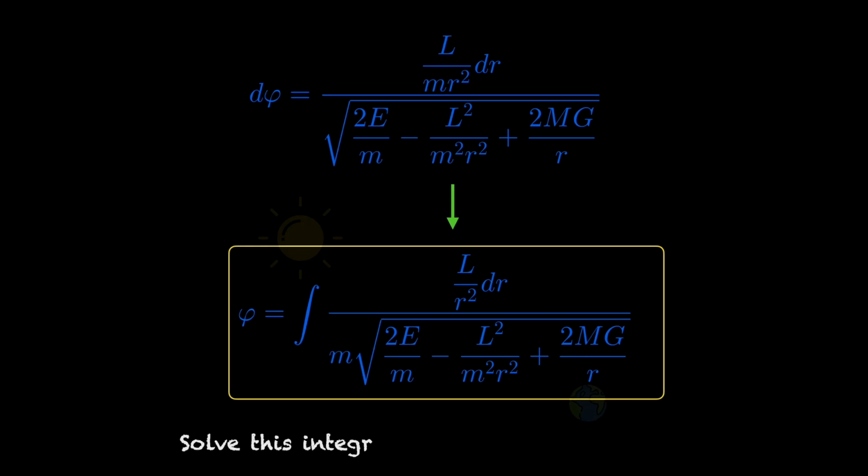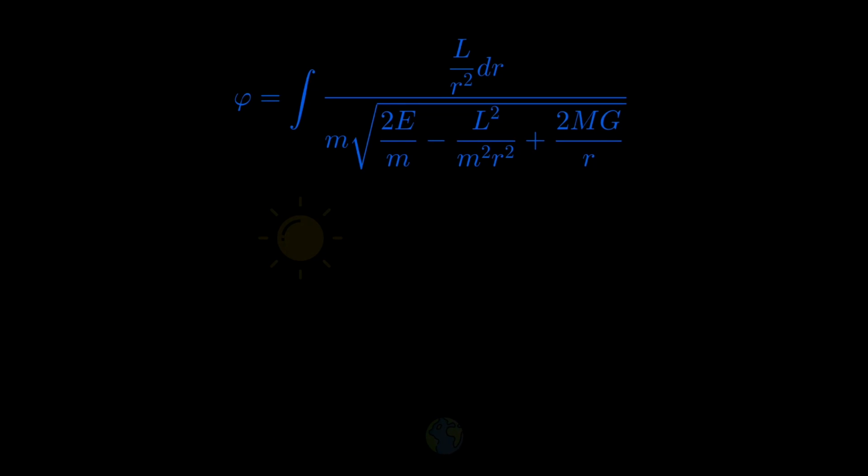Integrating the right side is a bit tricky, and this is the mission of the final section of this video: solving the integral and reaching the trophy of Kepler's first law. Solving this integral will tell us the connection between the distance r and the angle phi, which is the shape of the planet's orbit around the Sun.